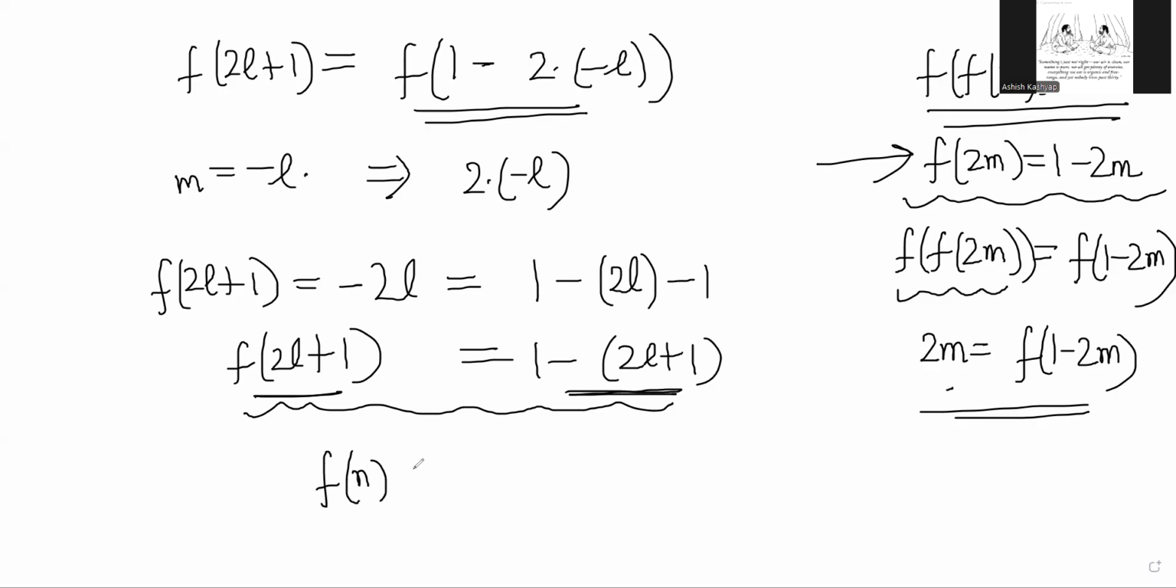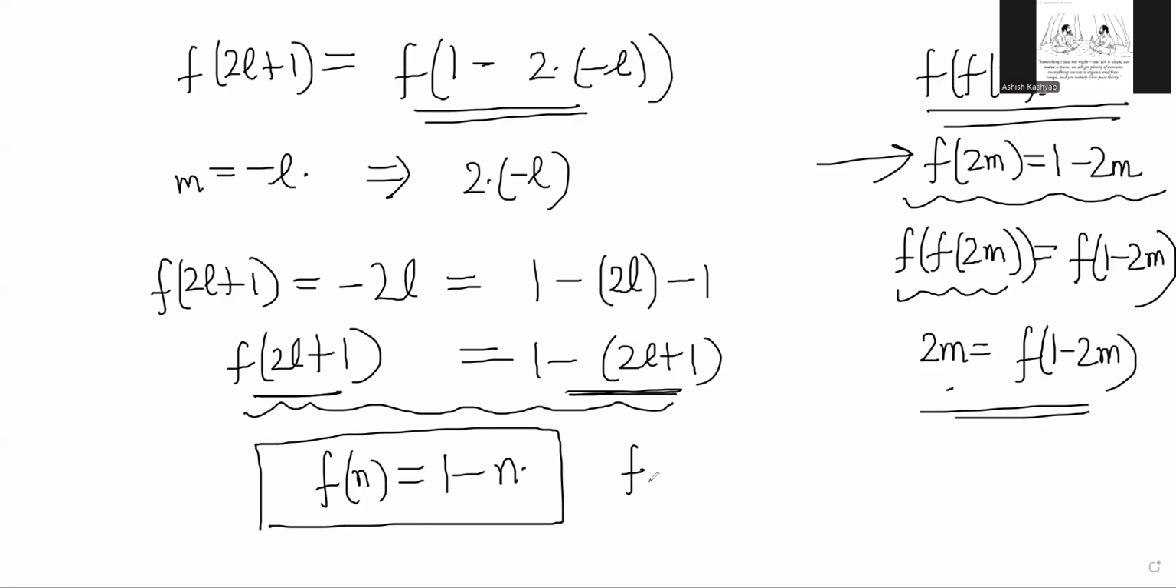So f of n is equal to 1 minus n in general for all integers, right? For all n belongs to Z. And that is what we wanted to show, or that is what we wanted to find. We have found the solution for this functional equation now.